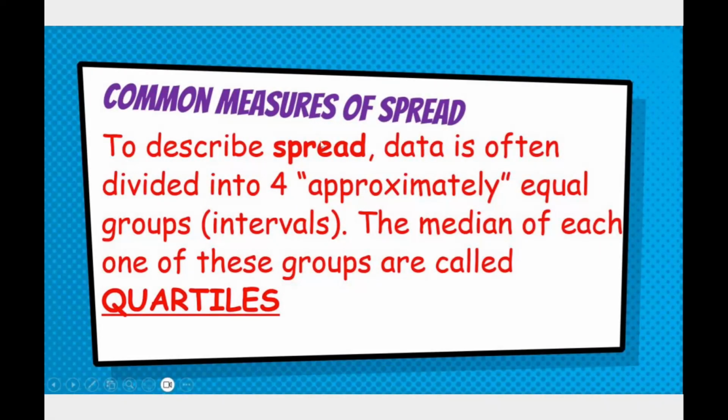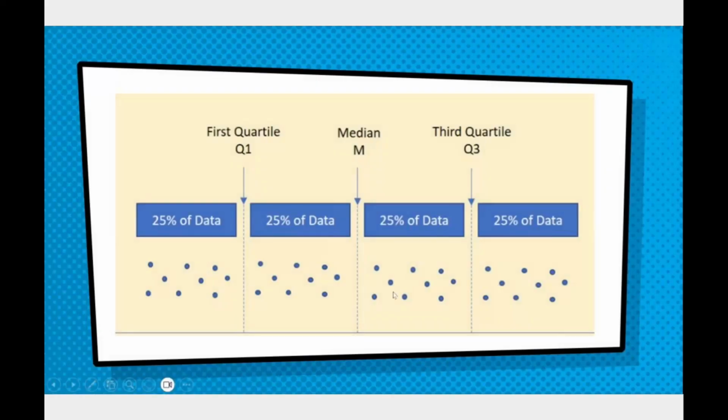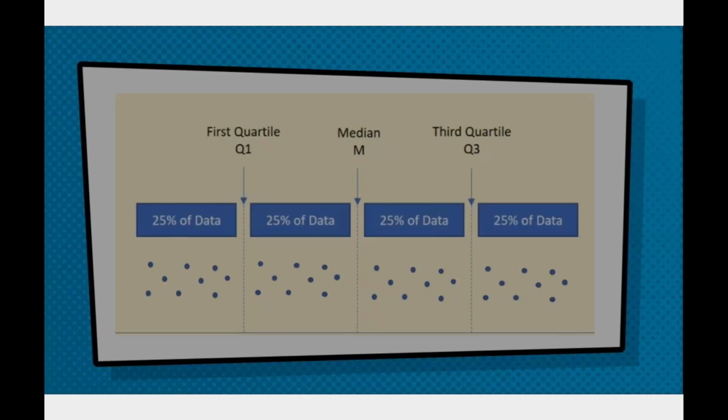And so that would be a little bit concerning in terms of what I expected to happen. So when we talk about spread, we often divide our data into 4 approximately equal groups, intervals, and the median of each one of these groups are called quartiles. So it kind of looks like this. 25% of our data is in that first little bucket, 25% is in the second, and then third, and so on and so forth. So we divide it up between a fourth of our data values on each one of these, in order from smallest to largest.